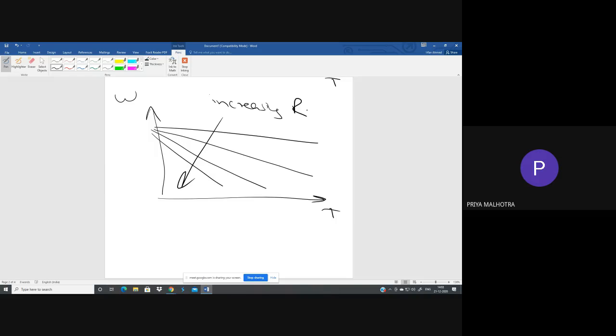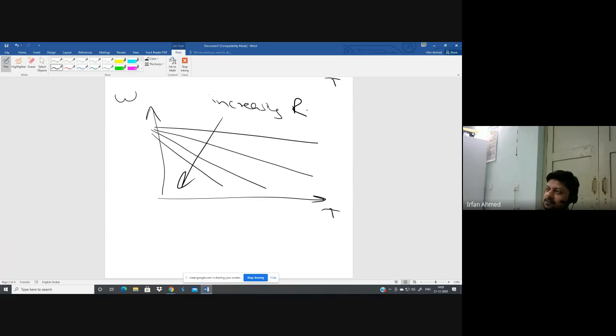In case of a DC shunt motor, torque is proportional to IA, field is constant, and IA is equal to V minus E upon RA. So torque is inversely proportional to RA. How did you get this relation?